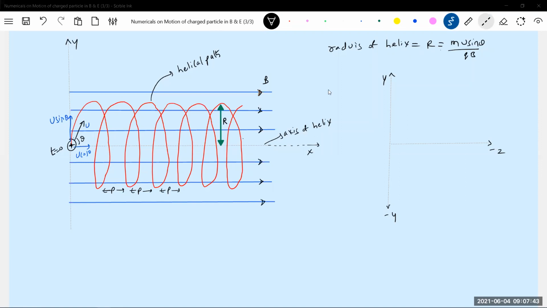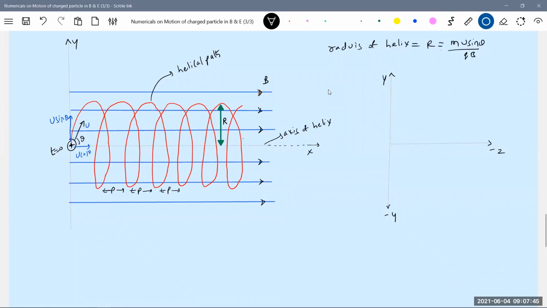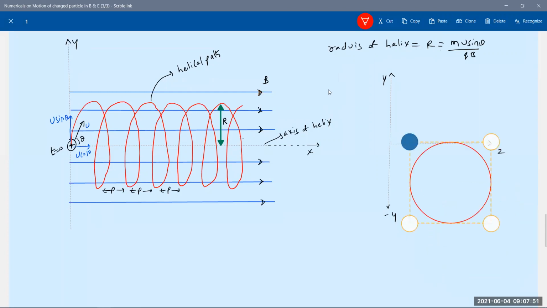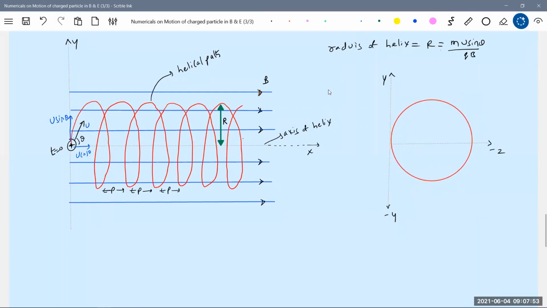Now the path will be, so this is the initial u sin theta. I'll explain everything. Here is this one, and the b bar will be directed out of the plane. This will be the radius, capital R.